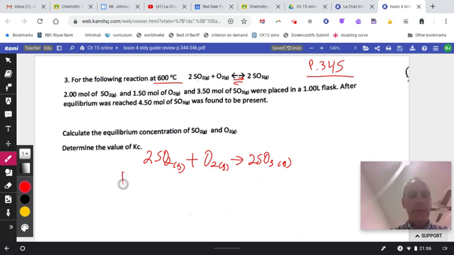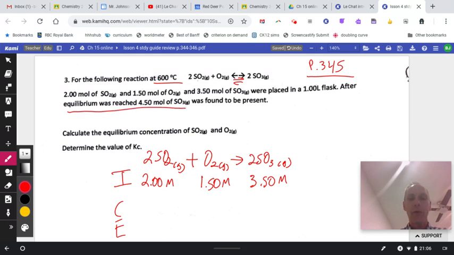All right. So ice table. I, C, E. Let's organize the data. 2 moles of SO2, and it's in a 1 liter flask. So that means 2.00 moles per liter of SO2, 1.50 moles per liter of oxygen, and 3.50 moles per liter of SO3. So we have all of our initial concentrations. And when equilibrium is reached, we have 4.5 moles of SO3.